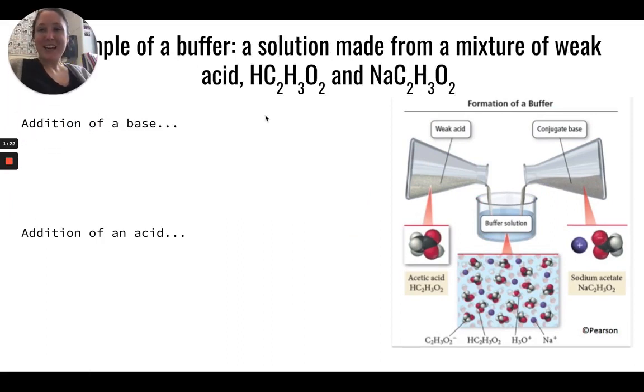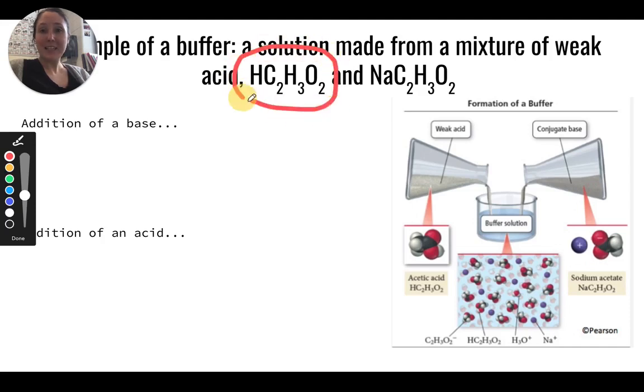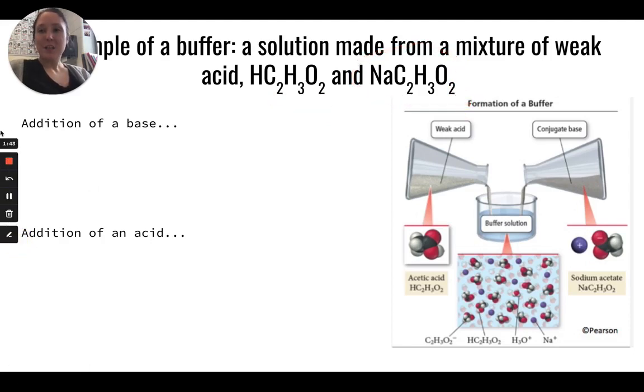So let's look at that example a little bit more in detail. One example of a buffer is a solution that's made from a mixture of the weak acid, acetic acid, which is what we used in our titration the other day, and sodium acetate, its conjugate base. A buffer is able to neutralize additional base and additional acid.